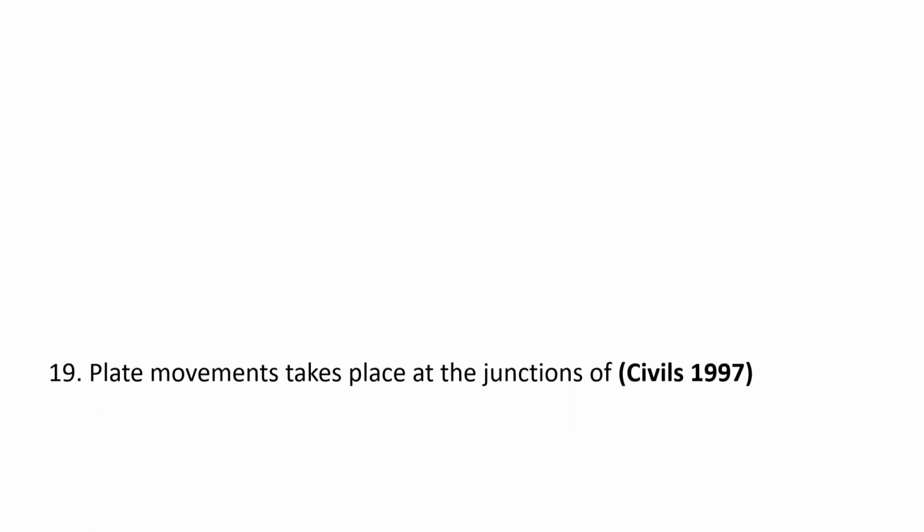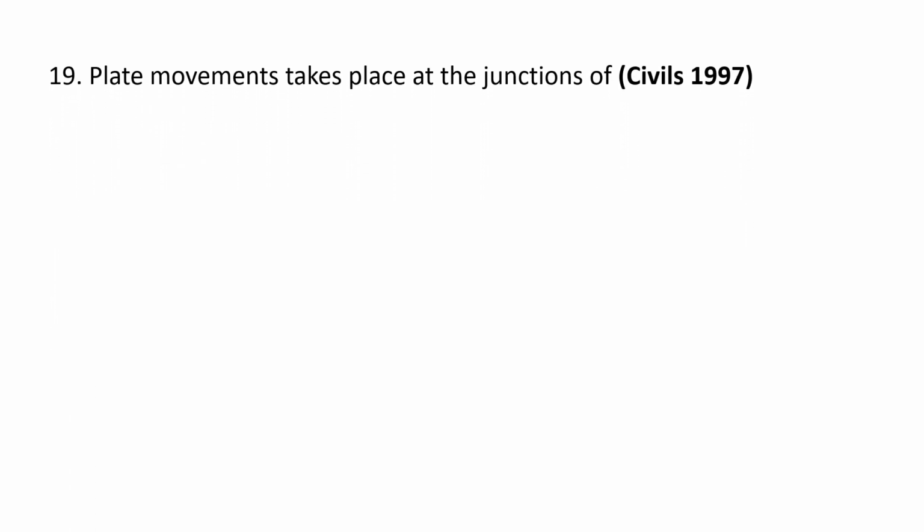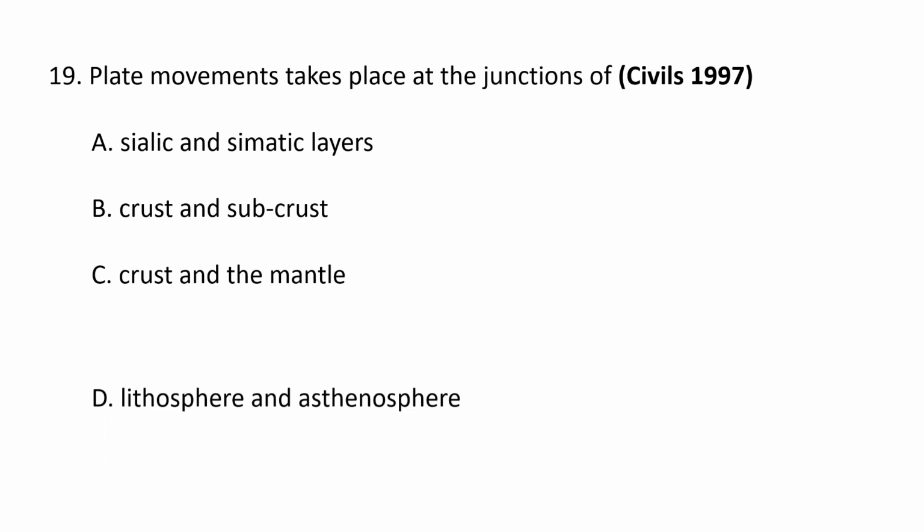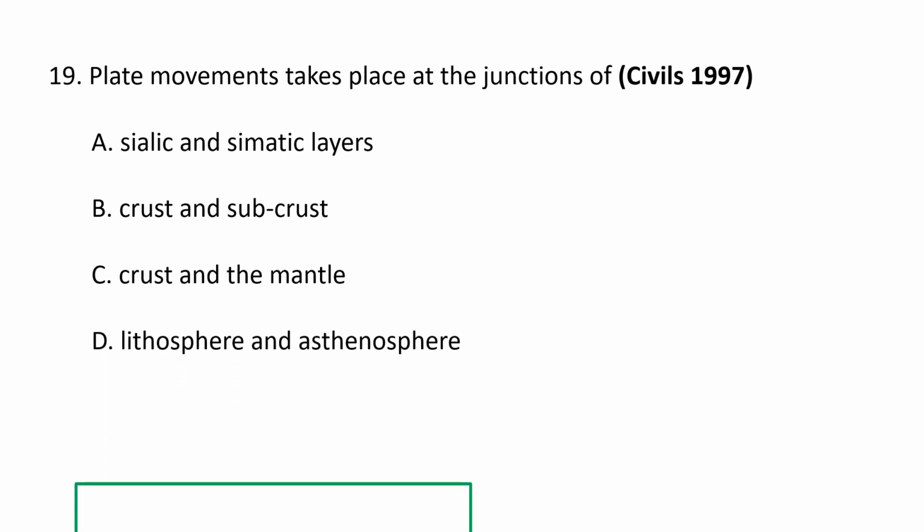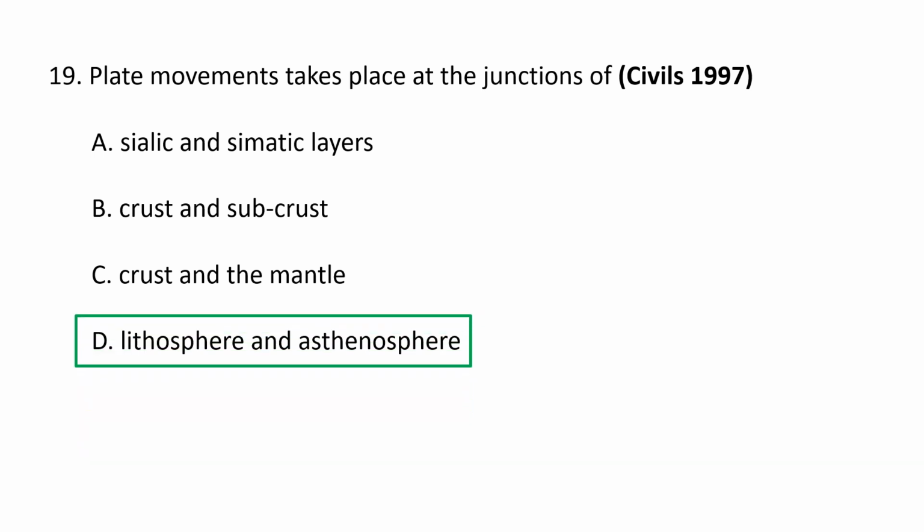Next question. Plate movements take place at the junctions of A. Sialic and simatic layers, B. Crust and subcrust, C. Crust and the mantle, D. Lithosphere and asthenosphere. Correct answer is D. Lithosphere and asthenosphere.